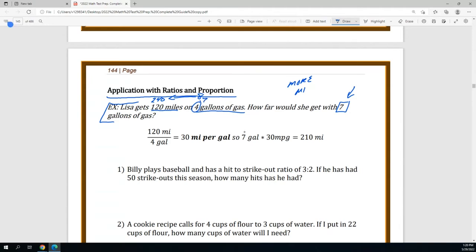And I'll say, well, at 7 gallons, will the answer be close to 240? I'm going to say, yeah, it'll be close to 240, but it won't be 240. It's going to be less than 240. And I'll say, hey, great job. That's how I always tell students to approach their math.